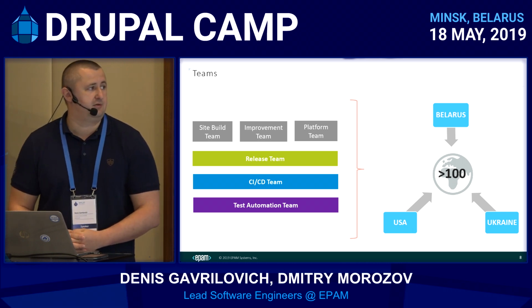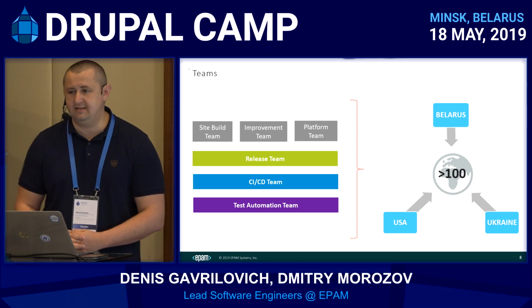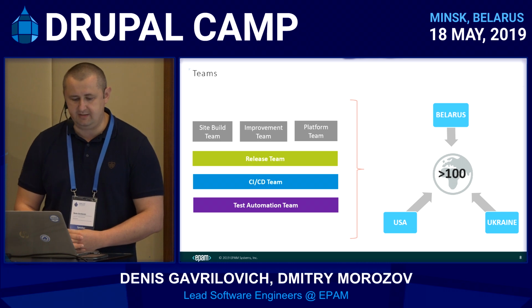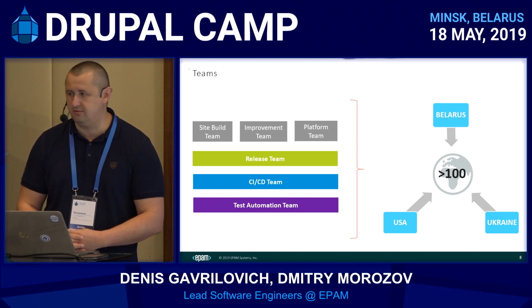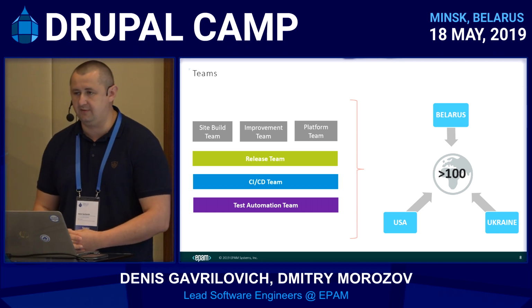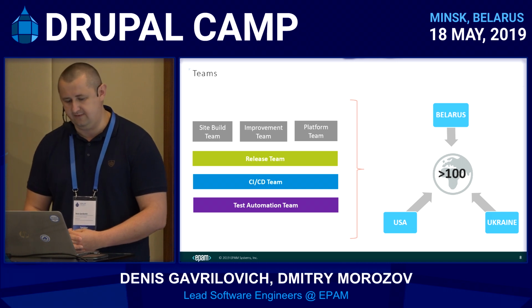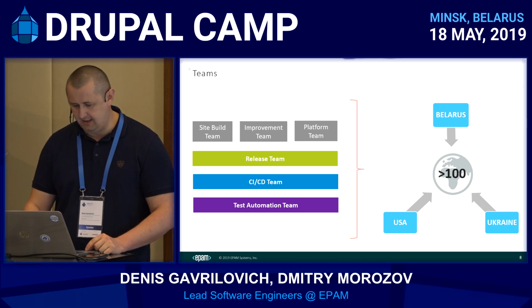The release team usually does the upgrade for all 1,000 sites to a new platform version. The CI/CD team is a separate team, which has a DevOps stream and also a PHP stream, in charge of our CI/CD tool development. And final one, but not the least, the test automation team, as we have our own automation framework, which the team develops and improves for us.